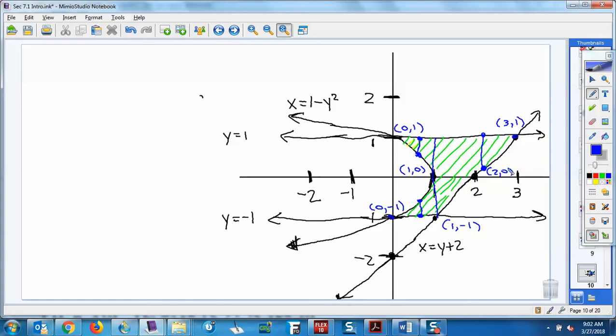What I want to do is show you why horizontal strips are much better on this problem. Because look at this horizontal strip that I draw right here. Now, you don't have to do this in your homework, but I just want you to see this.